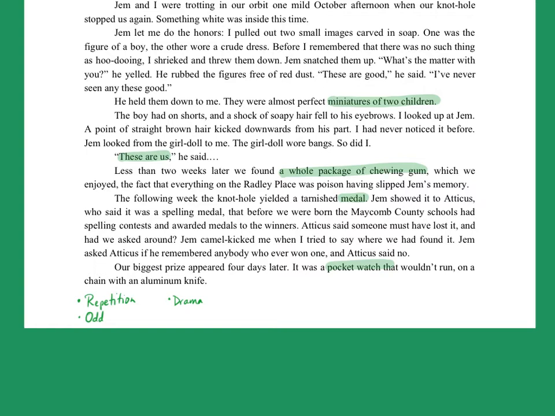It's repeated over multiple chapters, them finding things in the knothole. It's odd because you don't usually find things in the holes of trees, and the objects they find are quite strange, especially when they find miniatures of children that are supposed to be themselves. And there's also some drama to it. So Harper Lee is hitting three main ways for you to understand that with this knothole, it's not the objects themselves really, as much as it is the knothole being symbolic.